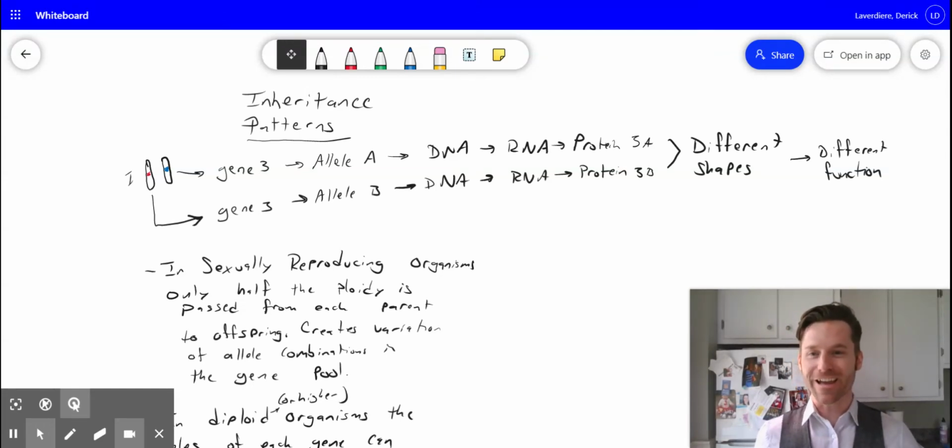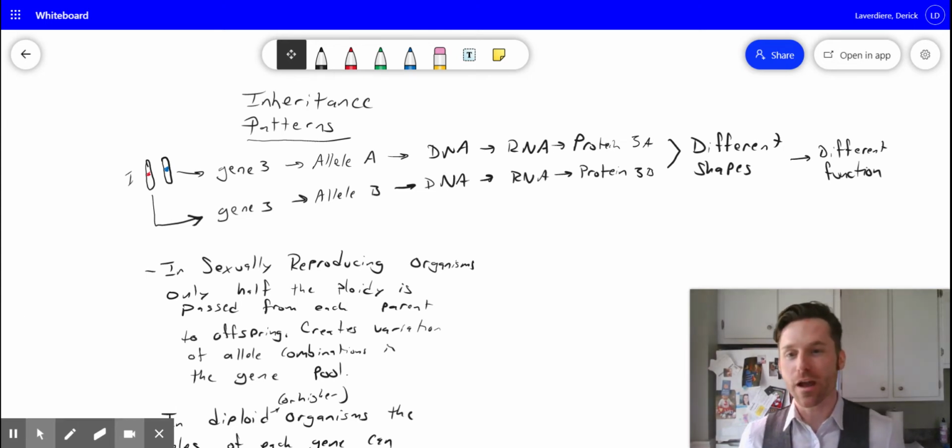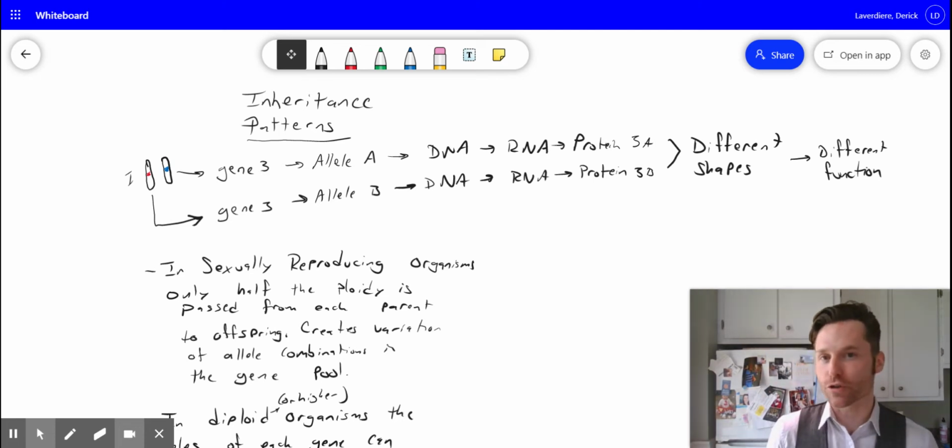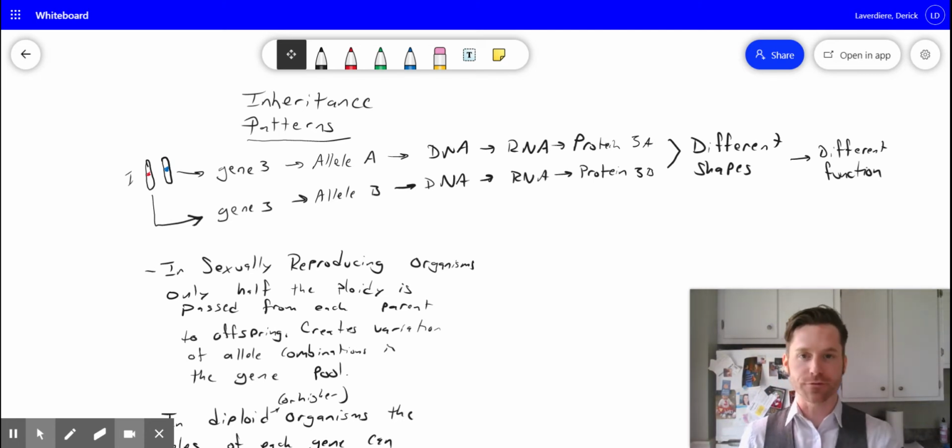So, hi guys. Today I'm going to talk about inheritance patterns. We are looking at the way in which traits are being passed from a parent to its offspring. We're going to be focusing on organisms that reproduce sexually at this particular moment. I will look very briefly at asexual reproduction, but that's so straightforward in terms of inheritance that it's not something we have to delve deeply into.